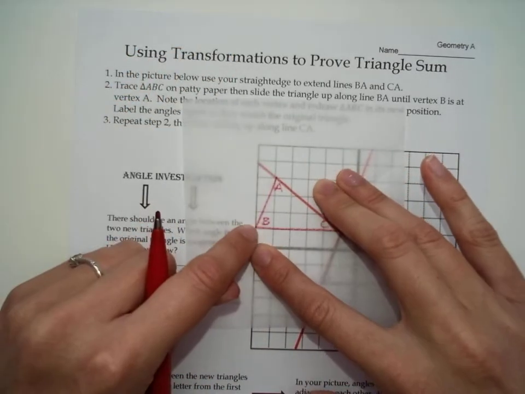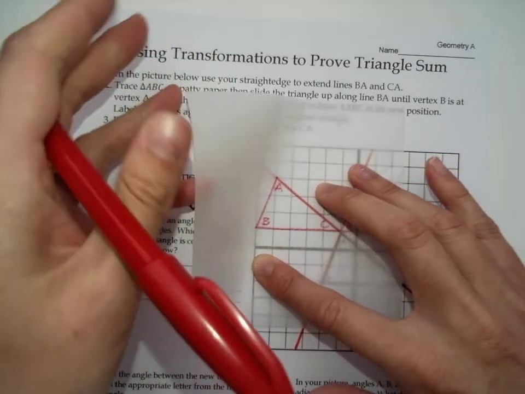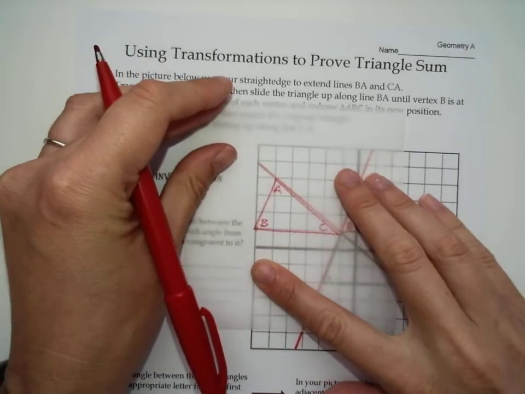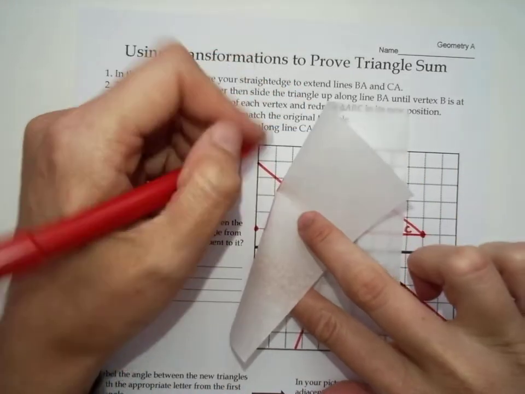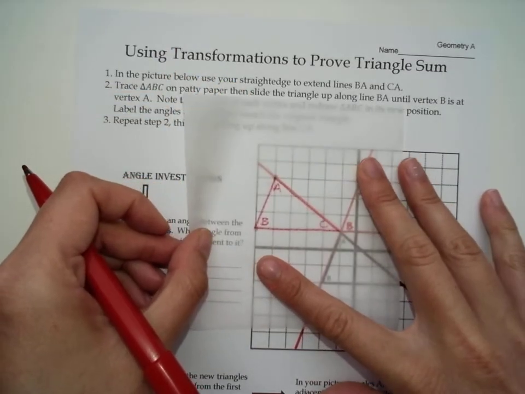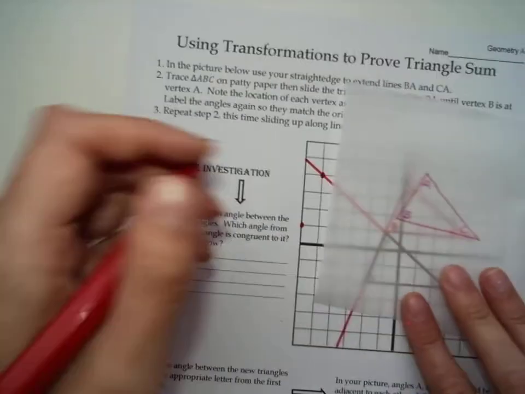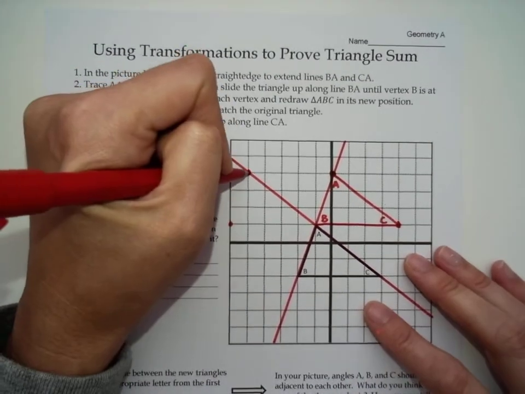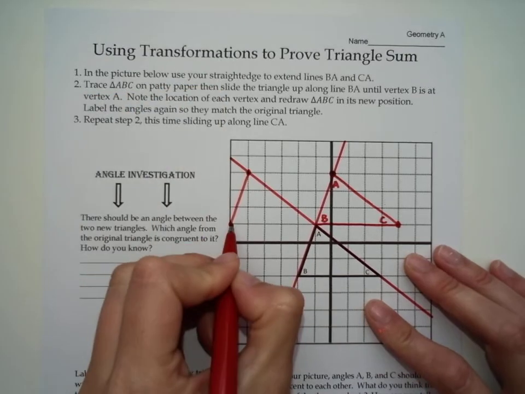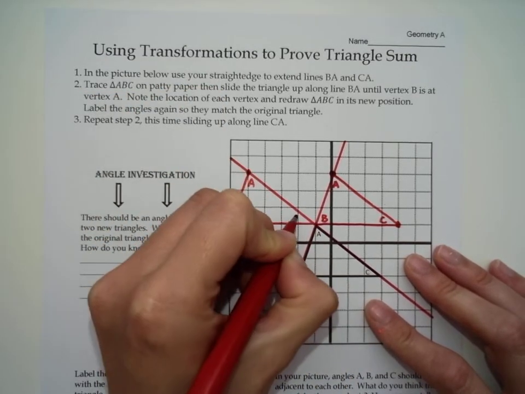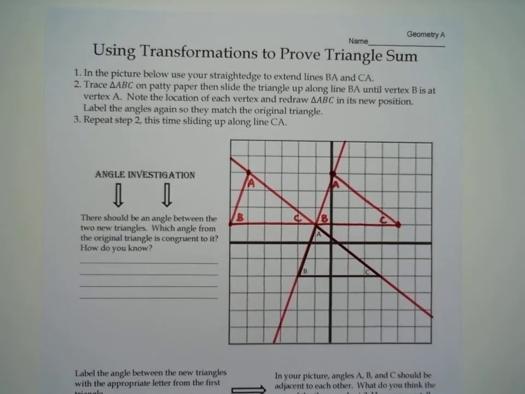So we need the point. There's one right here and one right here. So I'm going to lift it up and do my one point there. And then my other point is right here, my vertex of A. Double check and make sure we did them at the right spot, and we did. And then we're going to redraw our triangle. So we have angle A, angle B, and angle C.